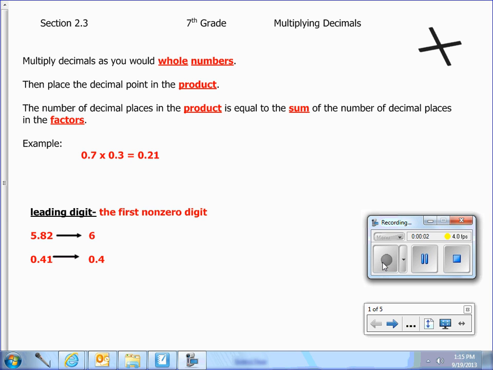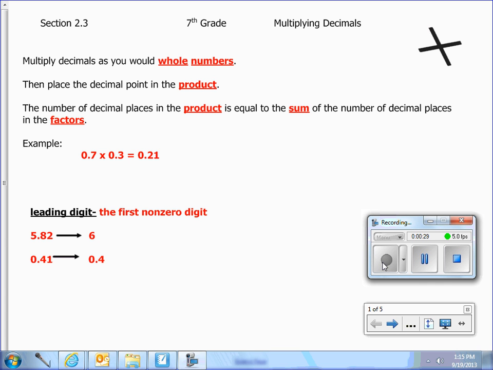Move into the next section of chapter 2. We're going to be multiplying decimals. Multiply decimals as you would whole numbers. You then place a decimal point in the product. The number of decimal places in the product is equal to the sum of the number of decimal places in the factors. So let's go over those terms that we just got through saying, product and factors.